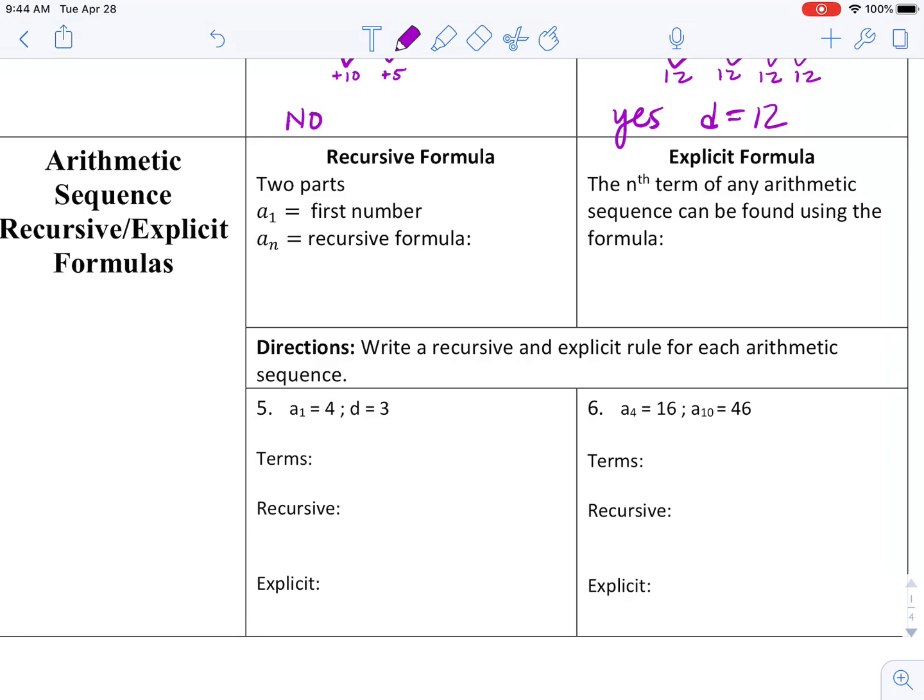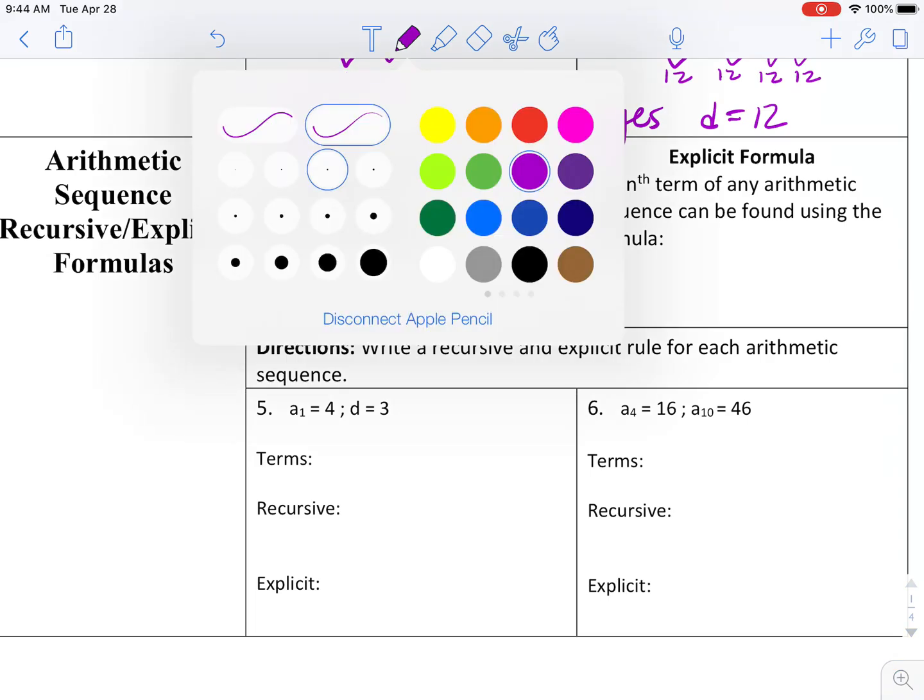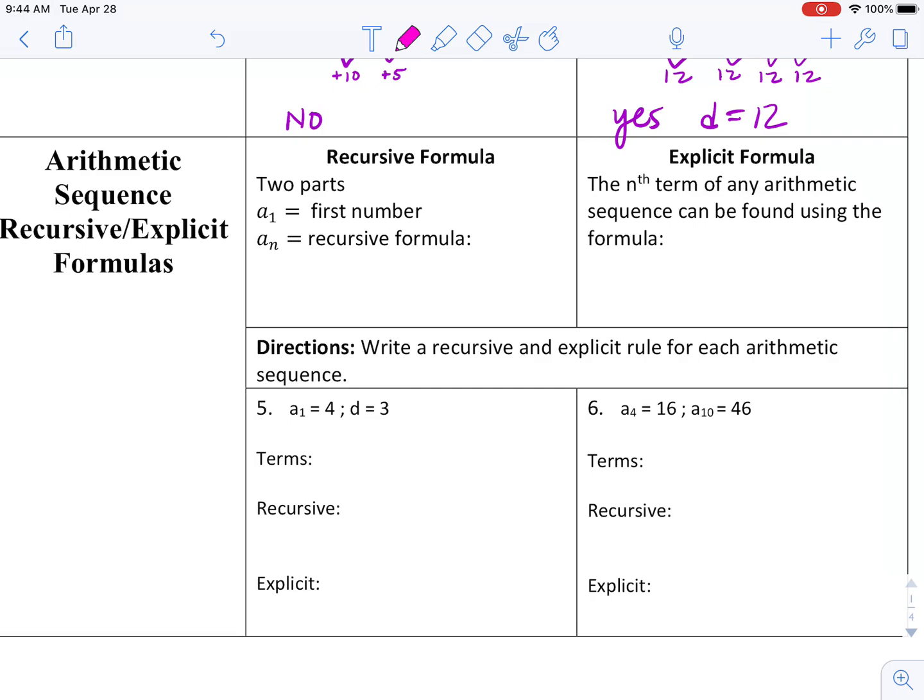So first, the recursive. There are always 2 parts to your recursive formula. You might remember this from our last bit of notes. You always need to state the first value, the first term in your sequence, that a sub 1, because again, we're basing it off of previous terms, so we need a starter term.